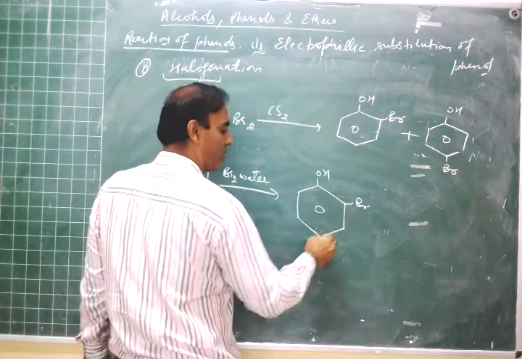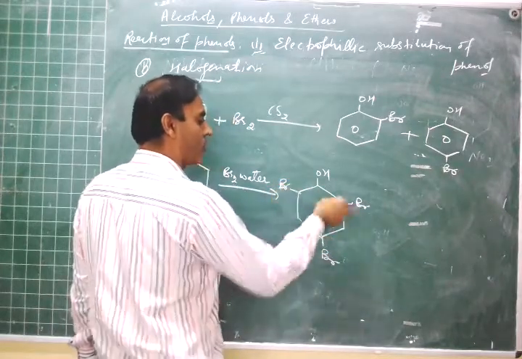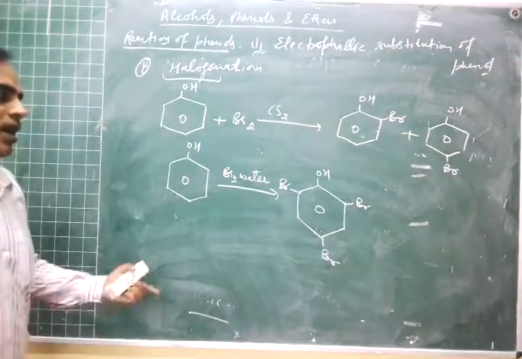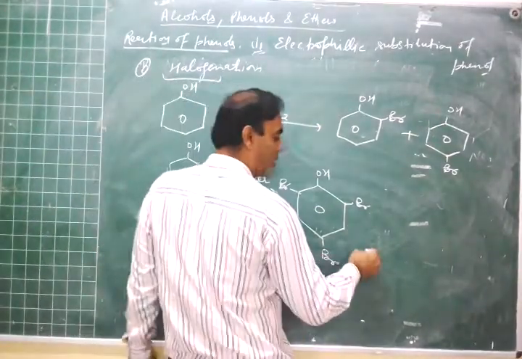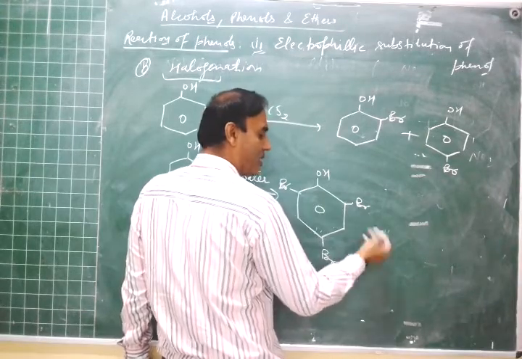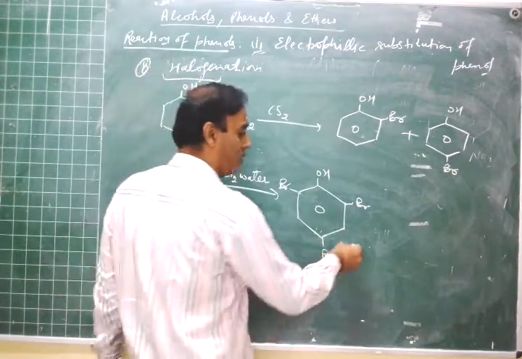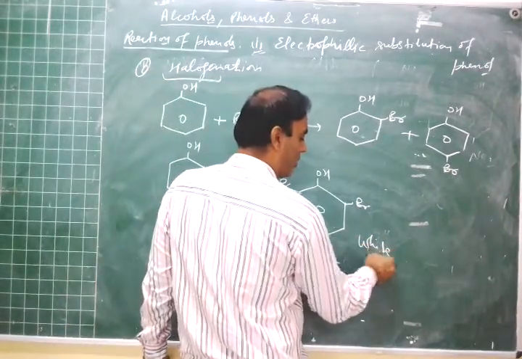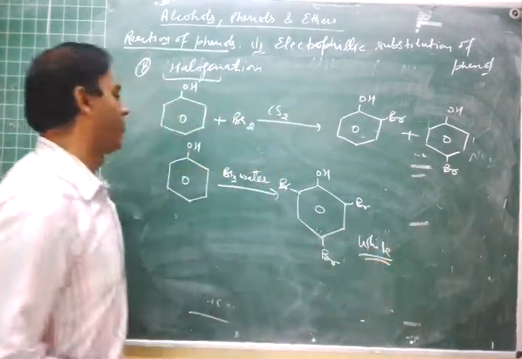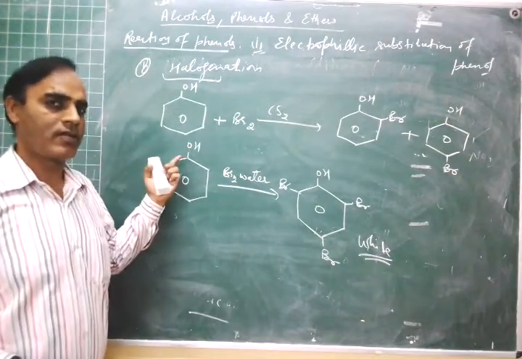Here will be bromine, here will be bromine, and here will be bromine. That is, 2,4,6-tribromophenol is formed, and this product is formed in white form, that is, this is colorless. You can say colorless means white. So a white product is formed, and this reaction is used for the identification of phenol from alcohols.